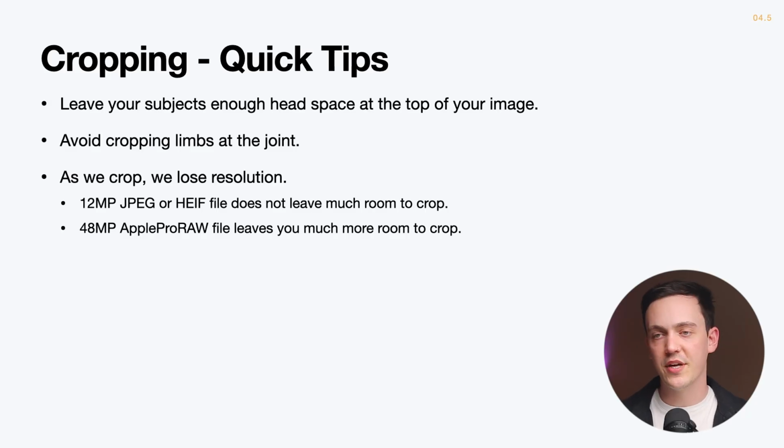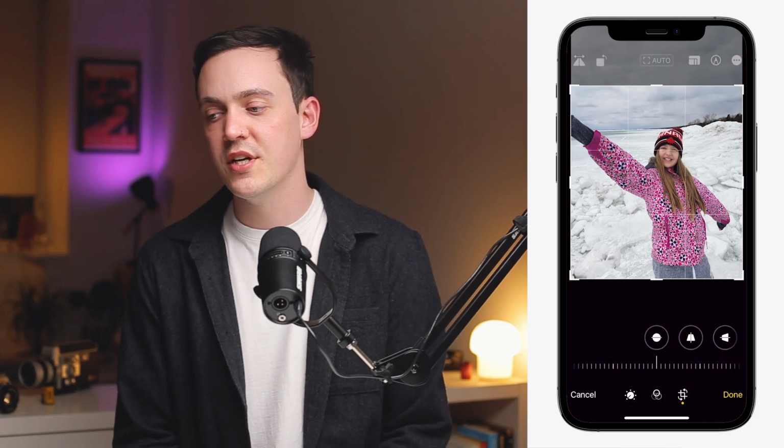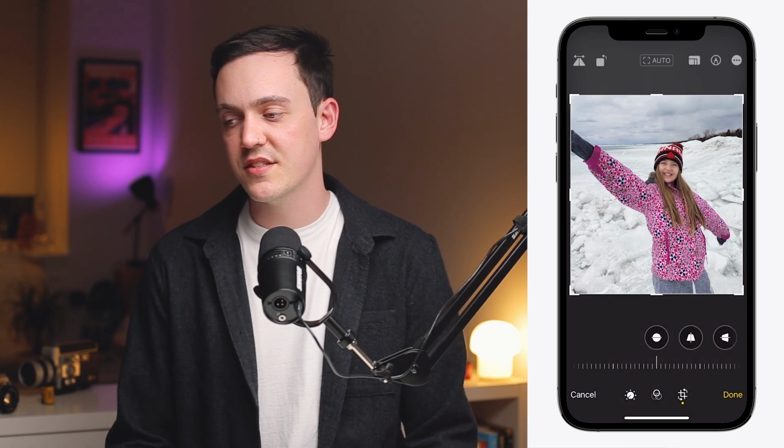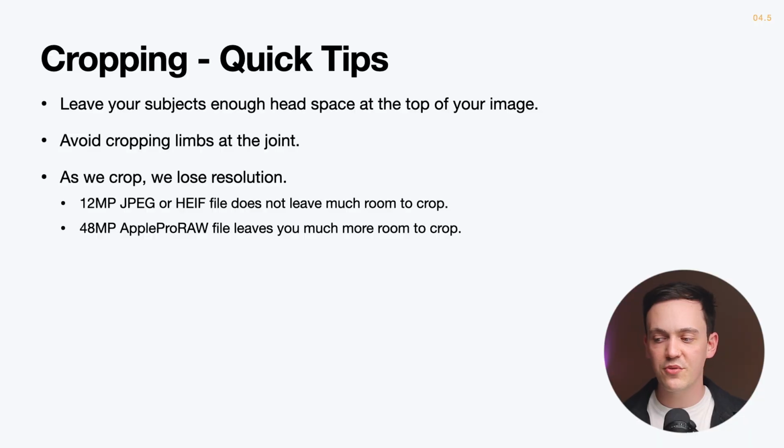We'll wrap up cropping with some quick but important beginner tips. Generally, you want to give your subjects a bit of space above their head. You can use your crop to fine-tune the amount of space until it looks just right. We generally want to avoid cropping limbs at joints.